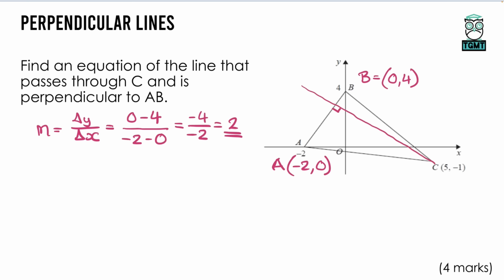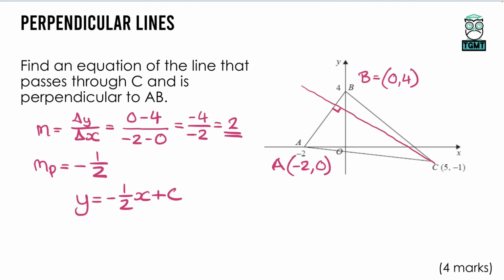If we want the perpendicular gradient, we have to do the negative reciprocal. So the negative reciprocal, we change the sign in front of that gradient, so it becomes negative as it was +2. And then we do the reciprocal. The reciprocal of 2 is 1 over 2. So our perpendicular gradient for that perpendicular line is -1/2. So we know what our equation is going to look like. It's going to be y equals -1/2 x plus c. We just need to find what that y-intercept is, that value of c.